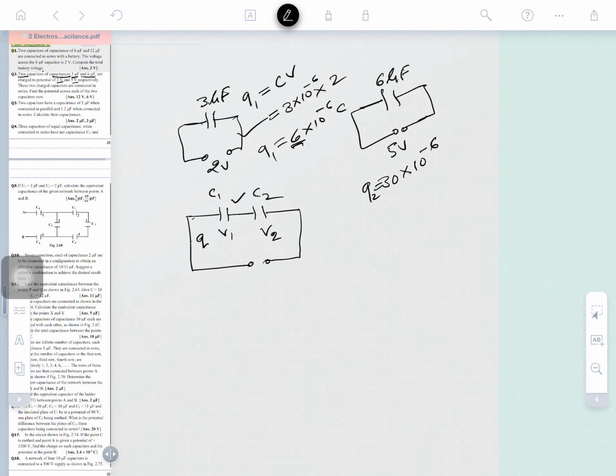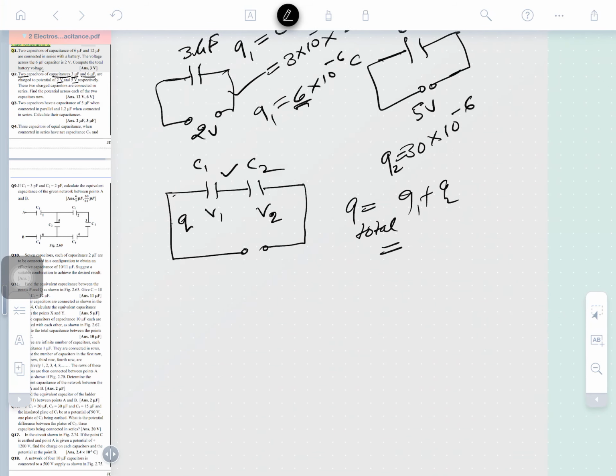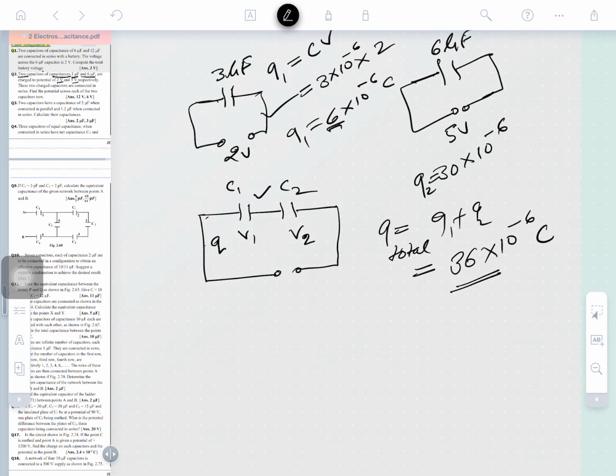When these two capacitors are connected, what will happen? Charge can neither be created nor destroyed. So what was the total charge? Q total is Q1 plus Q2. Obviously the charges get summed up. So the total charge is 30 plus 6, which is 36 into 10 to the power minus 6 coulomb all together. Now this is the total charge of the circuit.